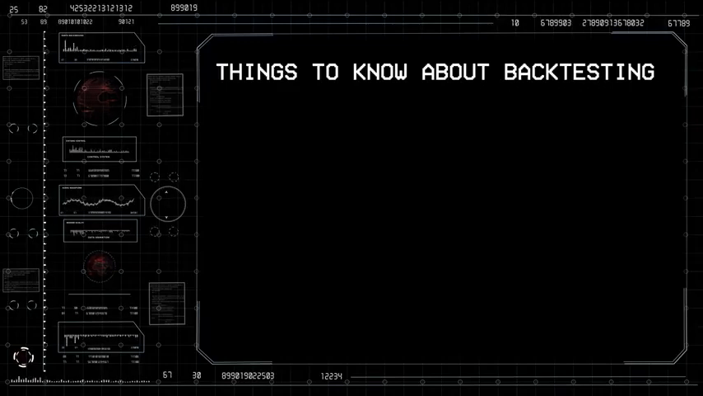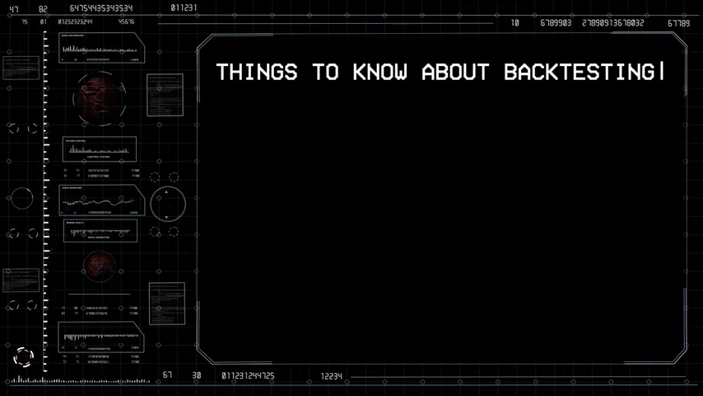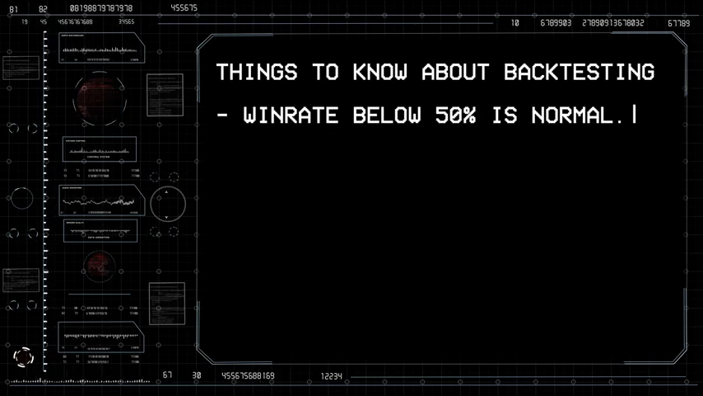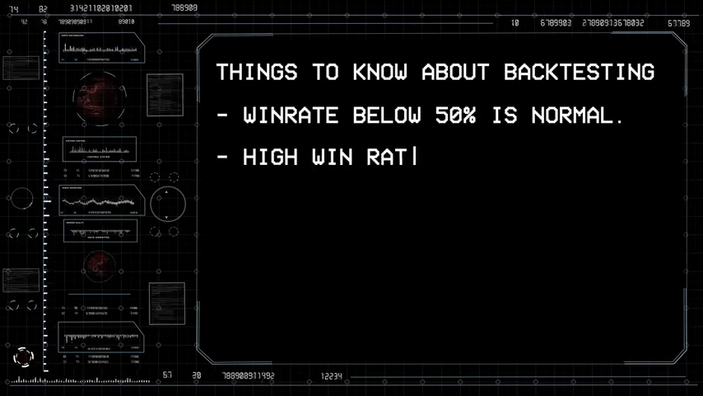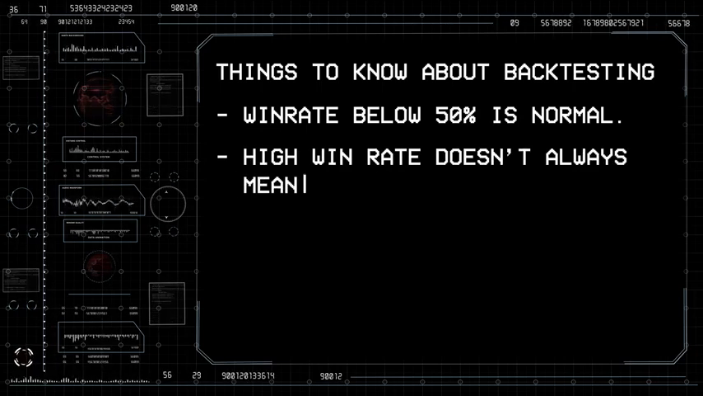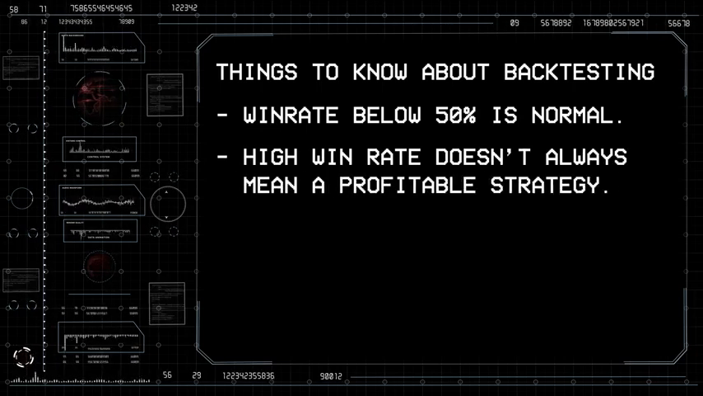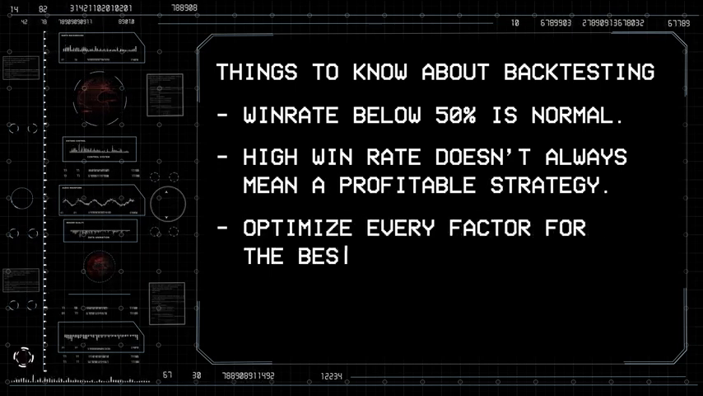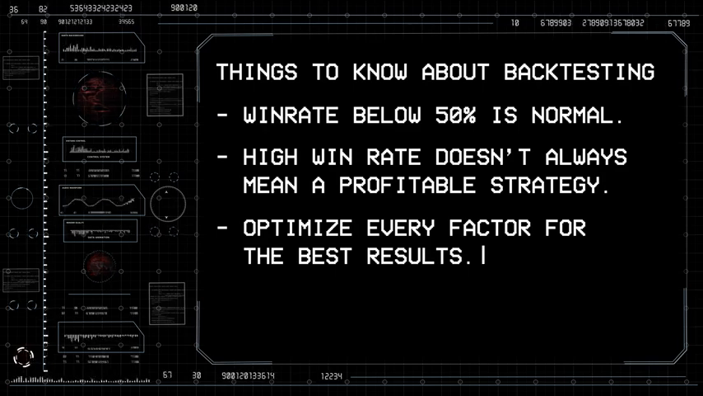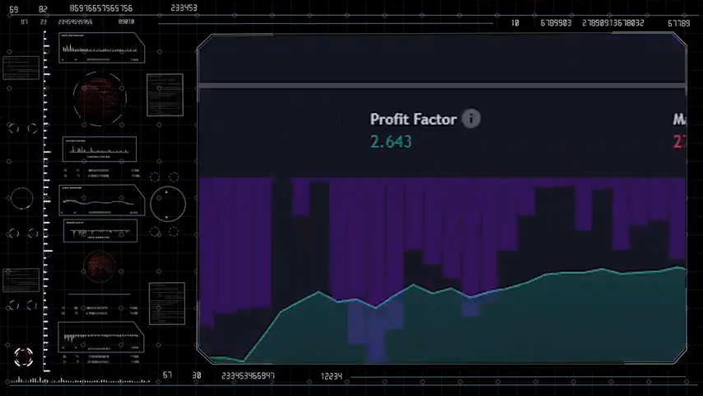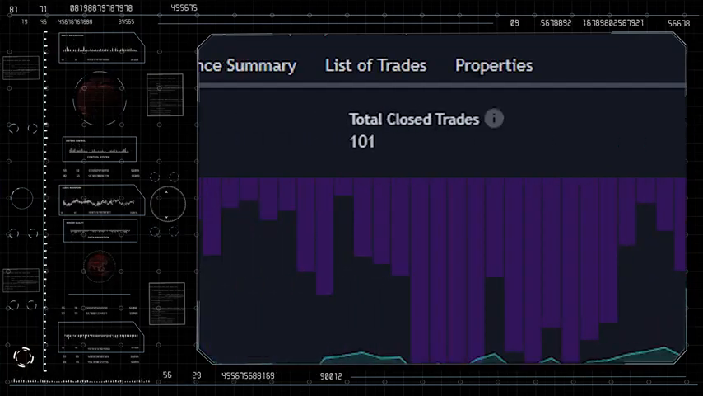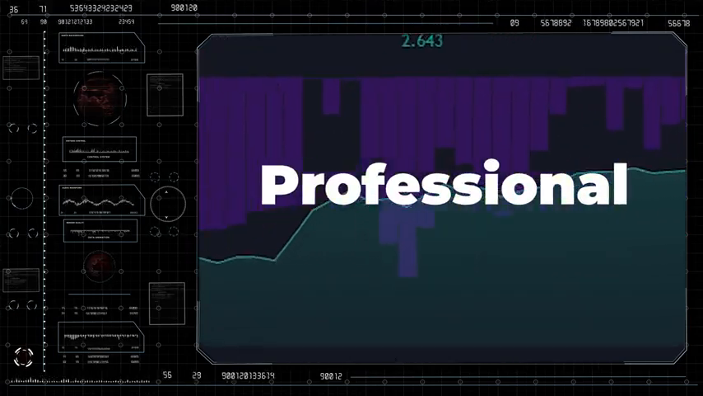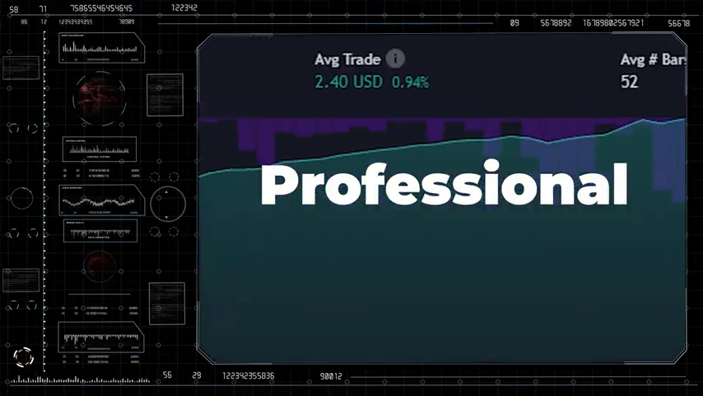And another important thing to know with backtesting, if you're not familiar already, is having a win rate below 50% is normal with creating a strategy in general. Yes, you can find high win rates, especially with our optimization methods, but that itself doesn't exactly mean you have found a profitable strategy. Optimizing your strategy to find the best profits, as well as paying attention to other factors like the drawdown, profit factor, and analyzing the total number of closed trades alongside the equity curve is a more professional approach to properly finding strategies that may be more efficient.